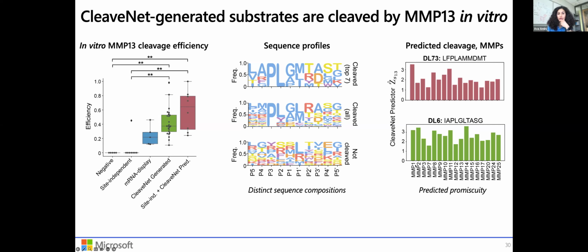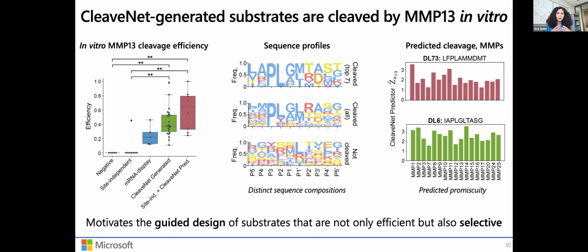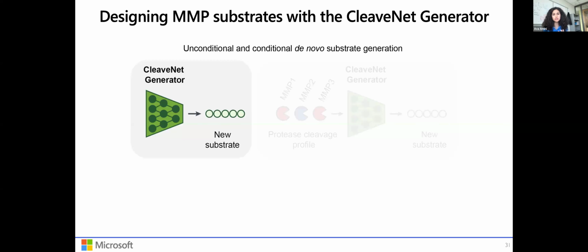And what you can appreciate is, right, there's no single bar that is shooting up and other bars going down. There is a clear indication of predicted promiscuity of these substrates across this range of MMPs. Now, again, this is very consistent with the biochemistry and what we know about these proteases and how they have these broad and promiscuous and overlapping cleavage preferences. And so this really motivated the principle of trying to guide the design of substrates that would not only be efficient, but also selective.